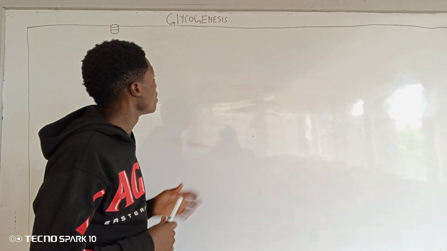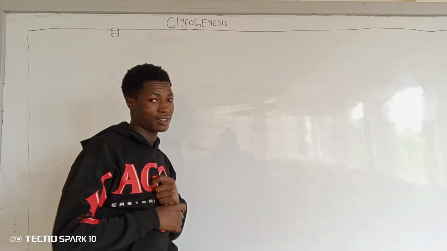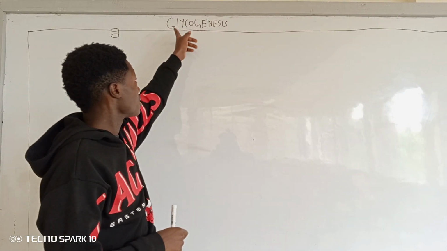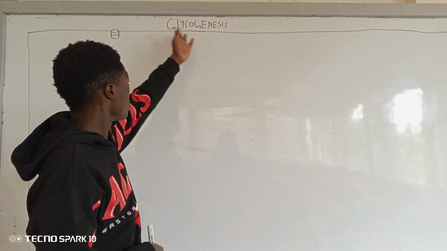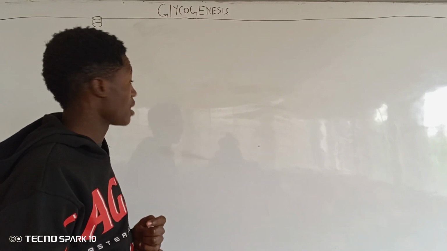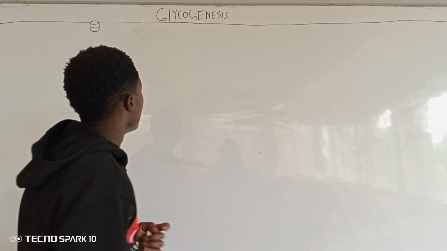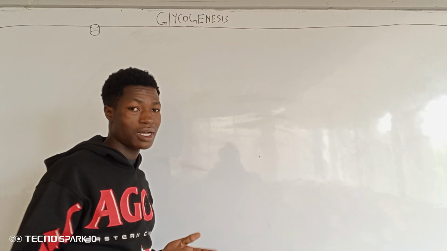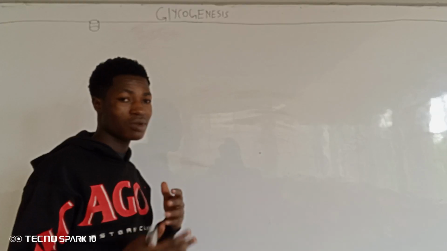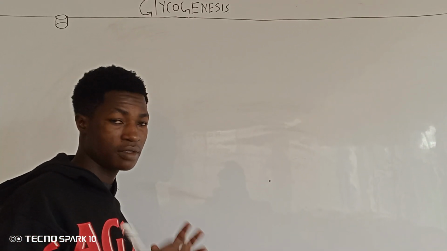So in this video, we are going to talk about glycogenesis. We are going to generate glycogen. If you read it backwards, genesis is the generation, so we are going to generate glycogen. Now, when does this process occur in our body? Where does it occur and why does it occur? And what are some of the enzymes or the organs involved in glycogenesis? All that we are going to answer in this video.